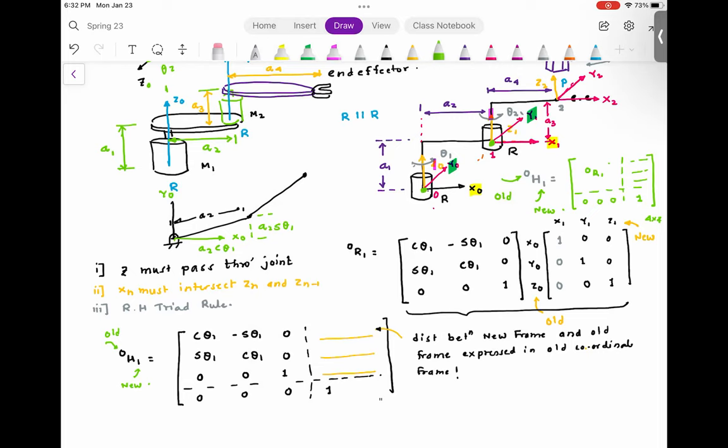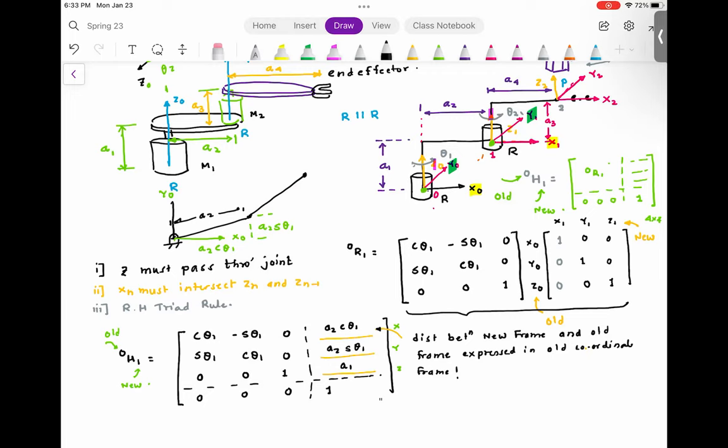Everyone understood this? So what should I write here? This is the X distance, this is the Y, this is the Z. So the distance here is going to be A2 cosine theta 1. Do you agree with me? A2 sine theta 1. And the Z distance is not going to change no matter what the value of theta is, right? So this is going to be A1. Everyone understood this?